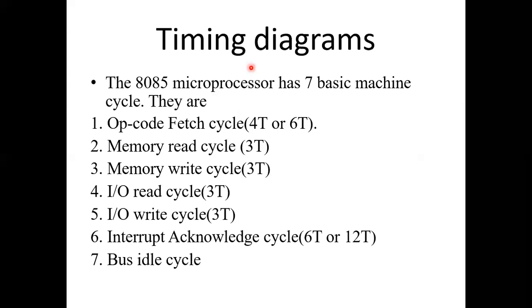Timing diagram: these are the 7 basic machine cycles. We already discussed them in the last topic. The first one is the opcode fetch cycle, which requires 4 or 6 T states. Then memory read, memory write, input output read, input output write, interrupt acknowledgement cycle, and then bus idle cycle. Memory read, memory write, input output read and input output write require three T states. Interrupt acknowledgement requires 6 or 12 T states.